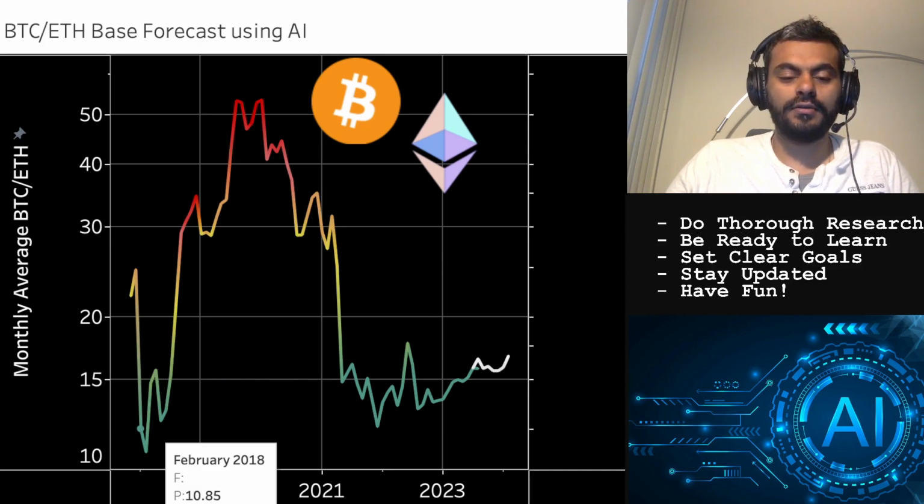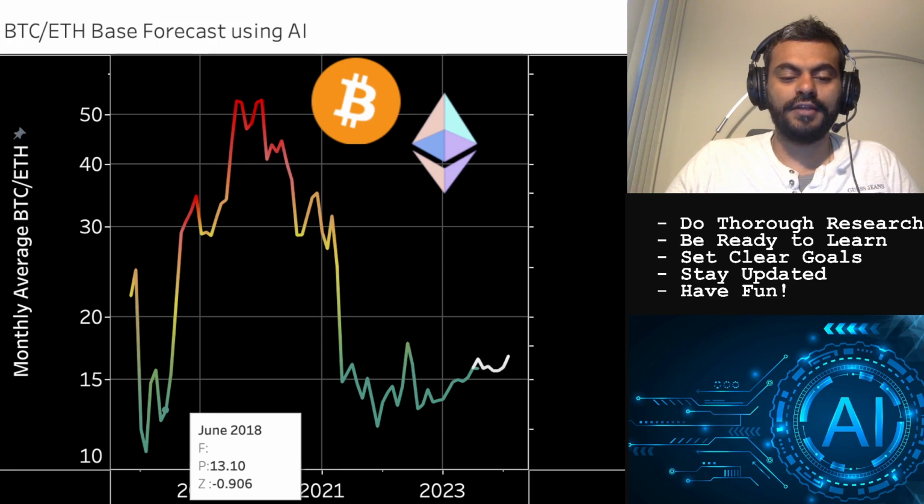And when the color code is in green territory, like we had in June of 2018, when the number of ether tokens that you could get for one BTC was fairly low, like 13 ether per BTC, the color code was green. That means that Ethereum is overvalued versus BTC. That is, you get fewer Ethereum tokens for trading in one BTC, and the z-score was negative 0.9. And as you can see, the magnitude of z-score does matter.